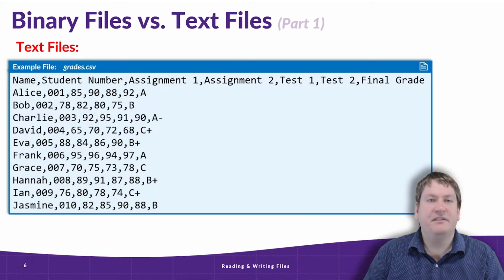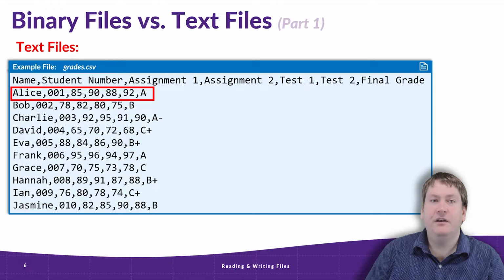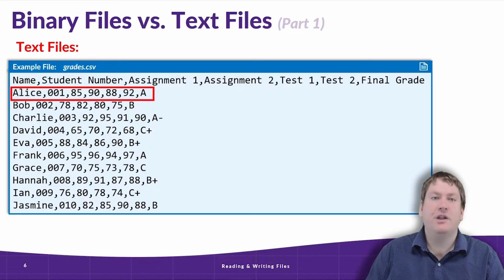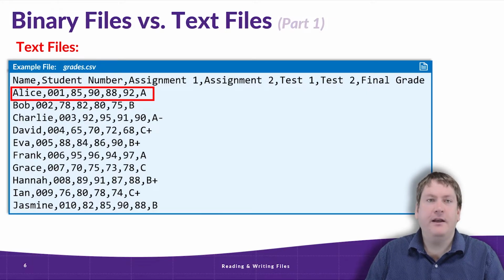What's great about files like this is we could open them up in something like Notepad, and we could understand them. For example, we can see Alice here is a student. They have a student number of 001, and on assignment 1, they got an 85. And we can see their final grade is an A. So we can understand them as a human, but a computer could also read this file and interpret that data and use it in our programs.